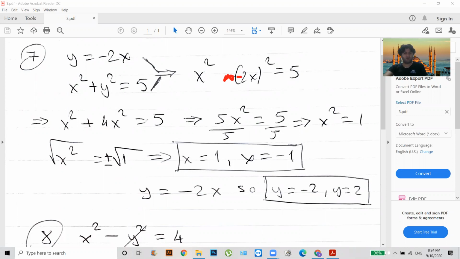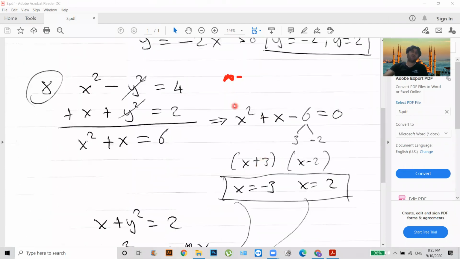x squared plus 4x squared equals 5. 5x squared equals 5. Divide both sides by 5. x squared equals 1. Then take the square root of both sides. x is 1 or x is negative 1. Then y will be what? Since y equals negative 2x, y equals negative 2 or positive 2. Okay.